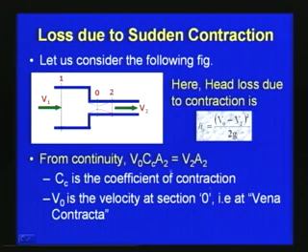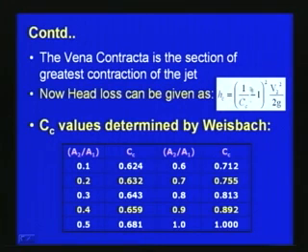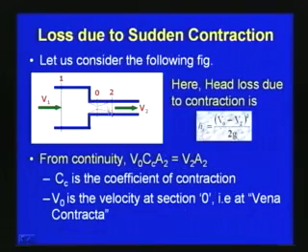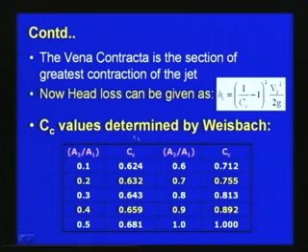With this approximation, the head loss can be written in terms of the coefficient of contraction Cc. So, Hc is equal to 1 by Cc minus 1 all square into V2 square by 2g. Here you can see that the expression is in terms of the velocity V2. Weisbach has calculated the coefficient of contraction for various ratios of A2 by A1, and that is given in literature. For A2 by A1 equal to 0.1, Cc is 0.624; like that various values have been calculated through experiments by Weisbach.